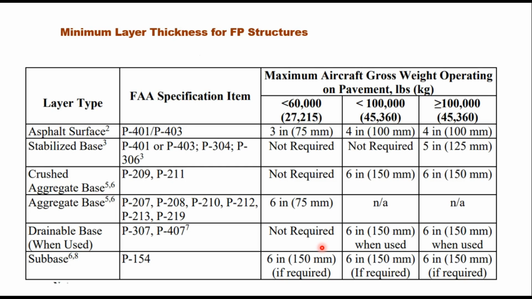There is a table here which suggests minimum layer thickness for flexible pavement structures. Asphalt surface, for example, should be 3-inch minimum when aircraft gross weight is less than 60,000 and 4-inch when it is more than 100,000 pounds. Now, when you say gross weight, it is basically operating weight, that is at the time of departure. Similarly, stabilized base is required when the gross weight is more than 100,000 pounds and minimum thickness should be 5-inch, 125 millimeter. And similarly for other layers. So these minimum thicknesses are automatically implemented in FAARFIELD software.